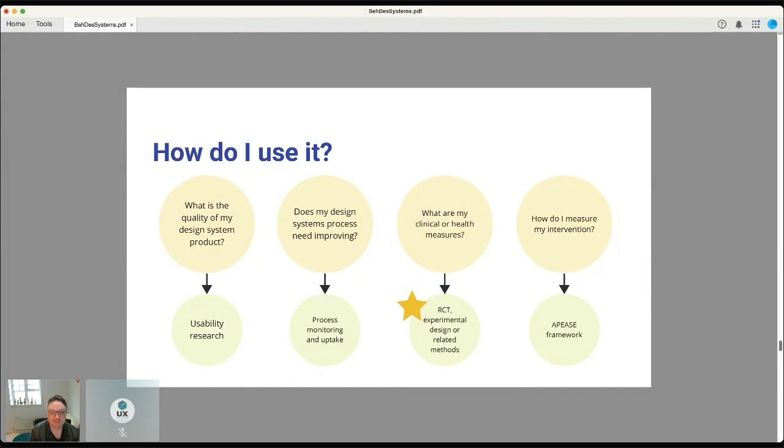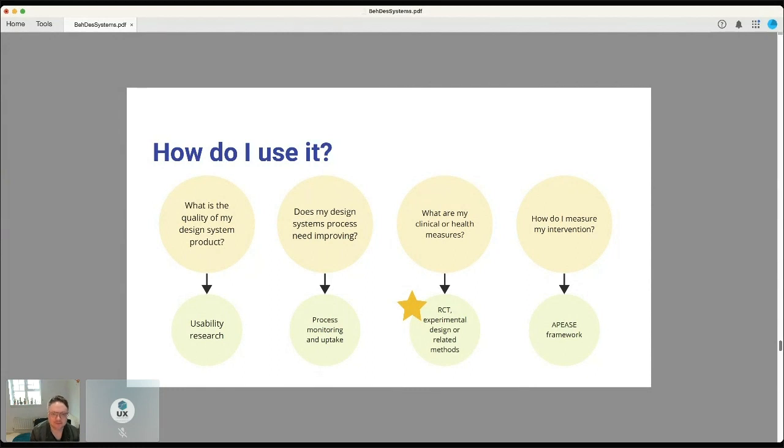What else can we measure? Well, of course, there's the clinical and health measures. Again, I'm not talking about anything disease specific or outcome specific, but you have RCTs or other experimental design or related methods. I've starred this. This isn't a quick win because you'll see in a second. And then also there's intervention measurement as well.